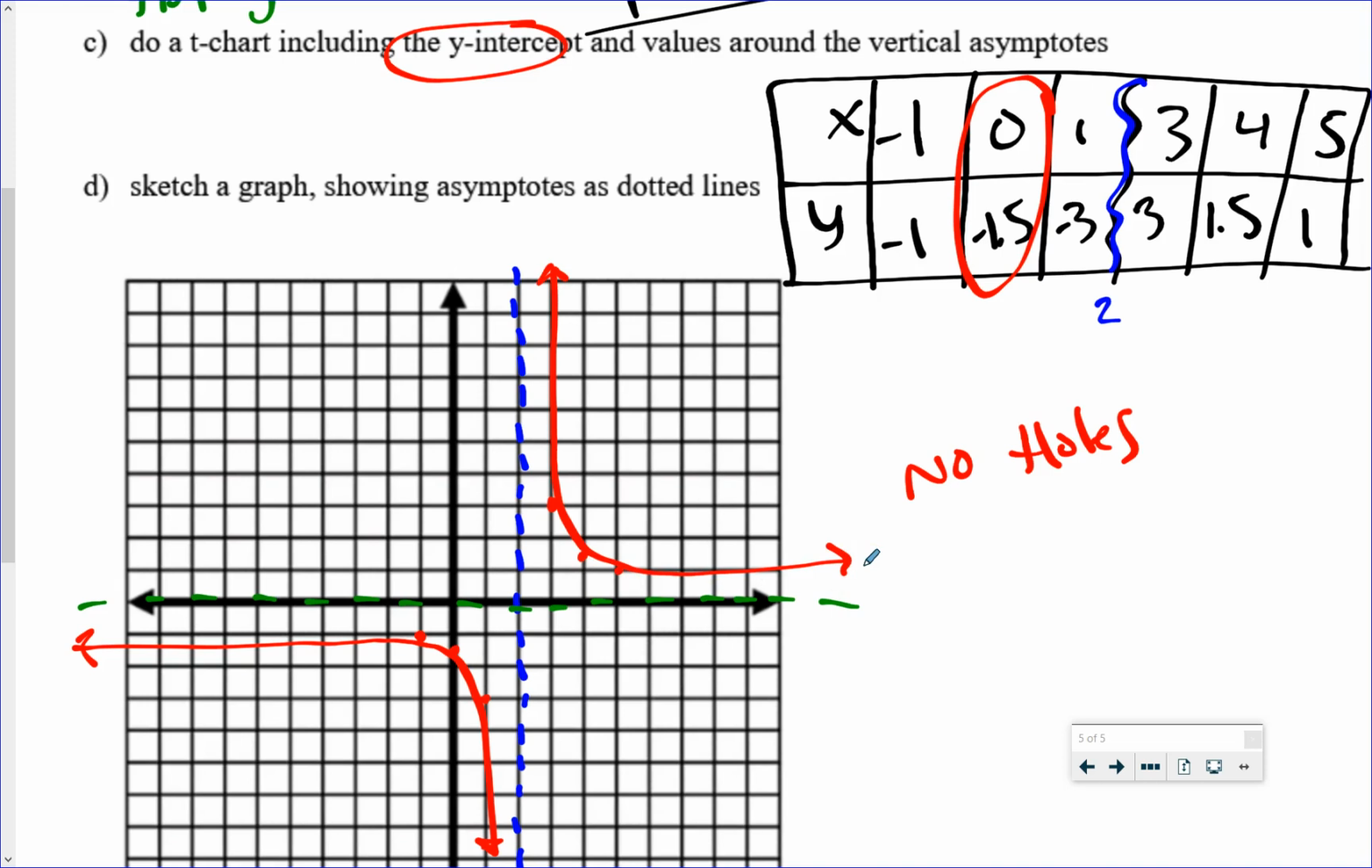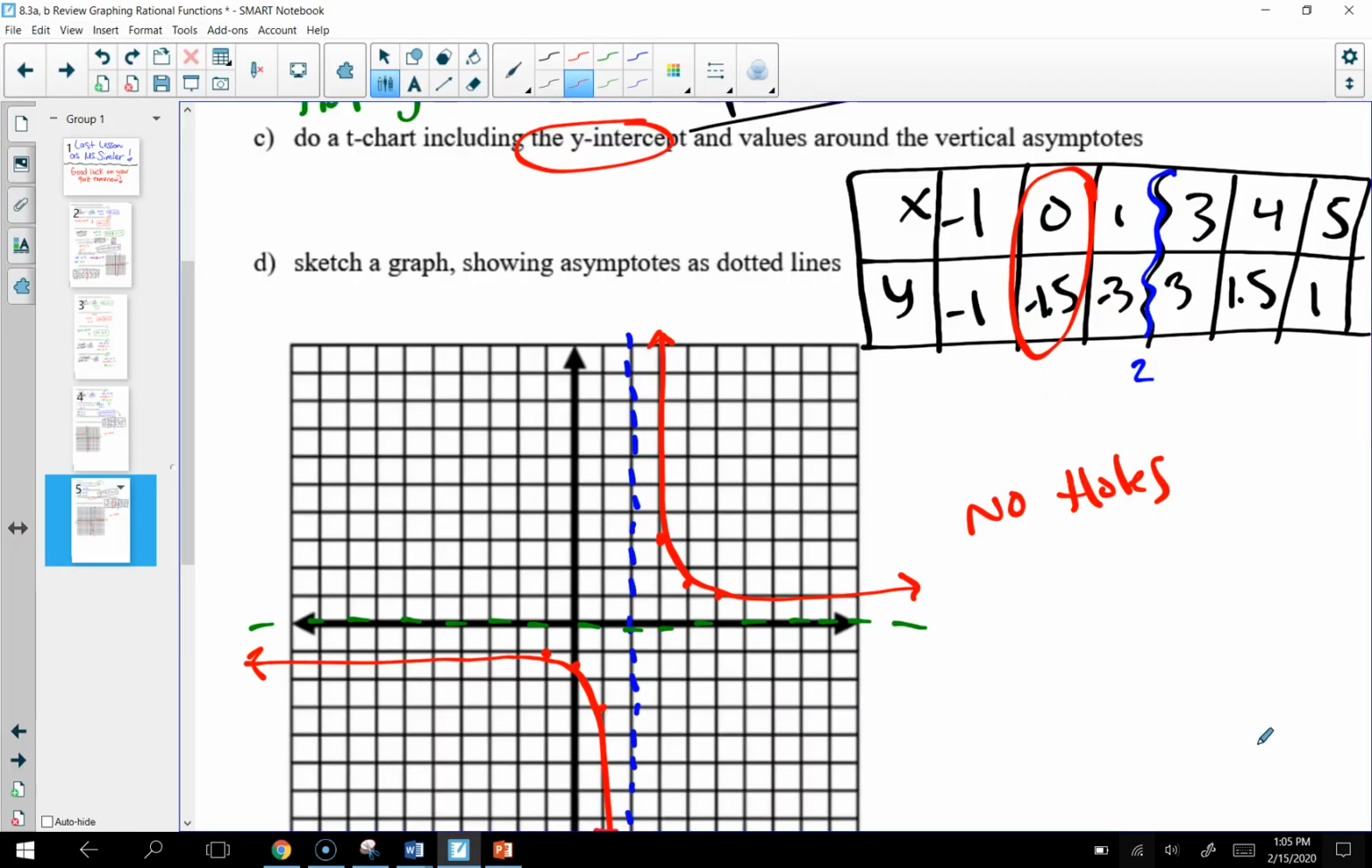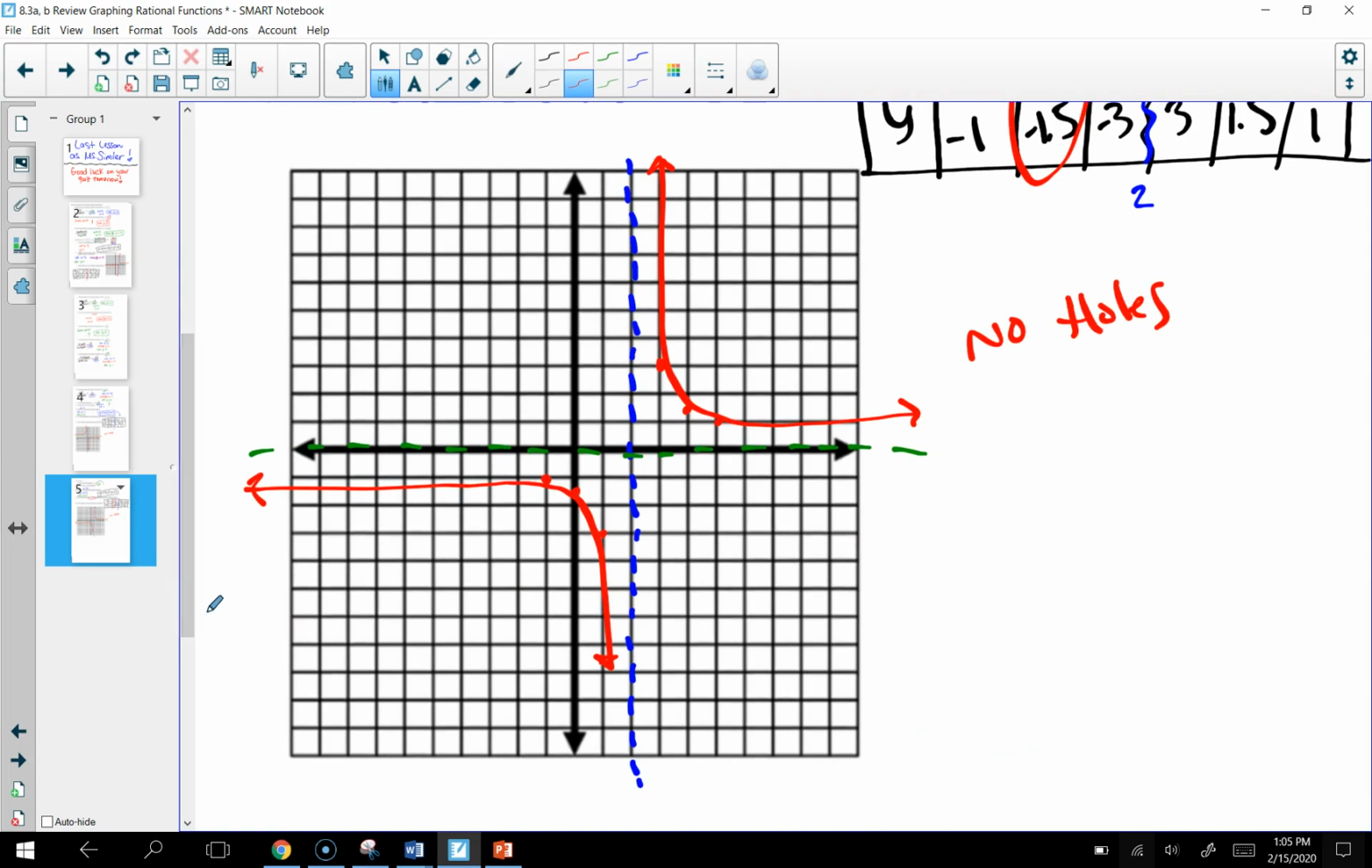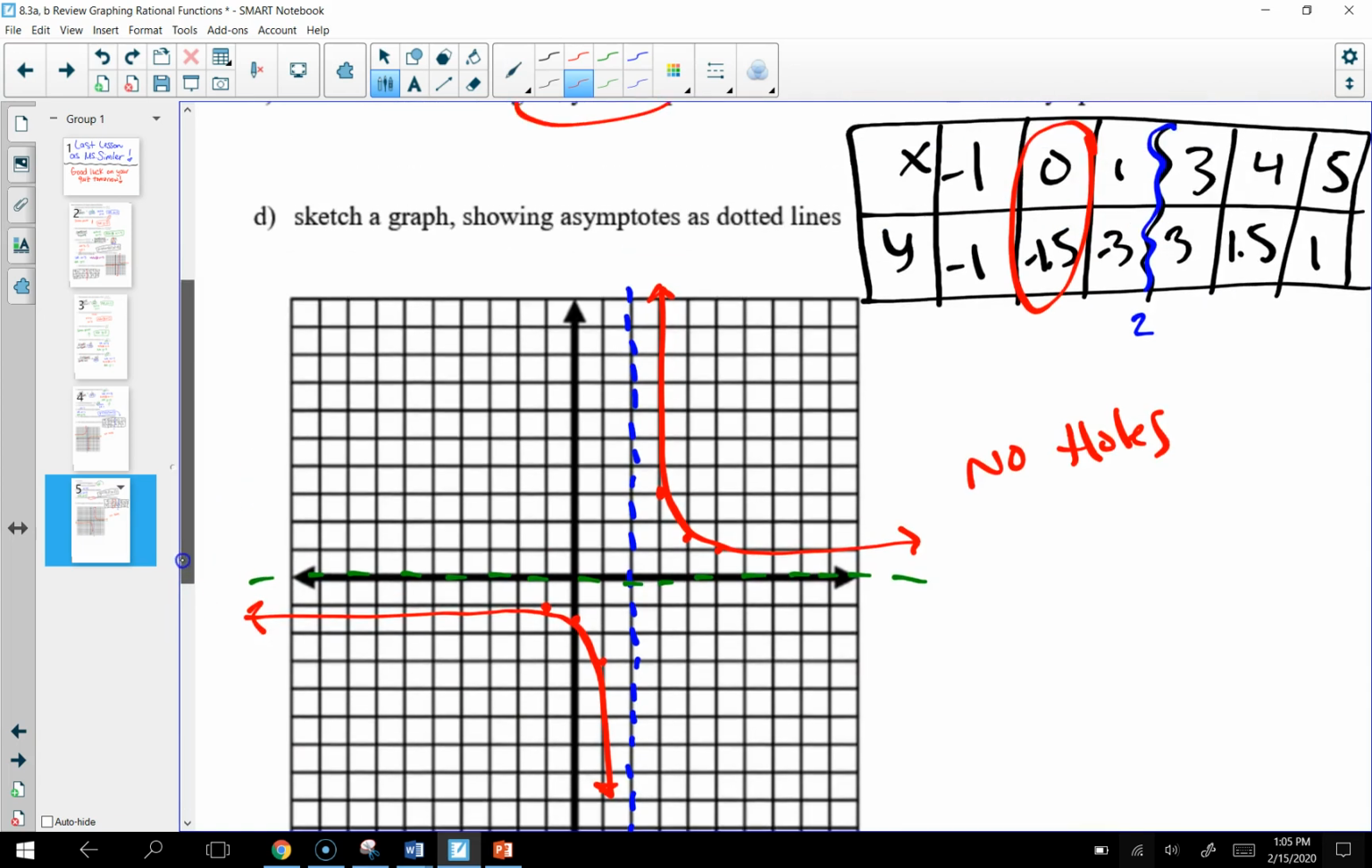Remember, you cannot cross those dotted lines. If you do, you will get points taken away. That's the whole point of those dotted lines. You cannot cross them. All right?